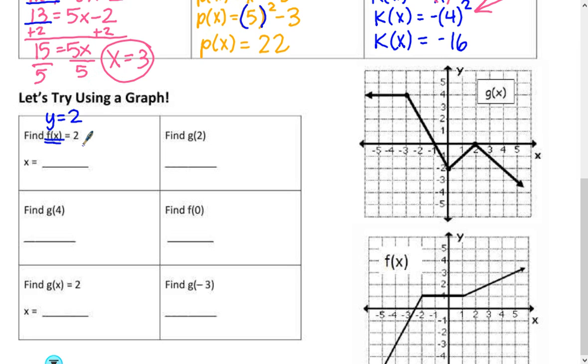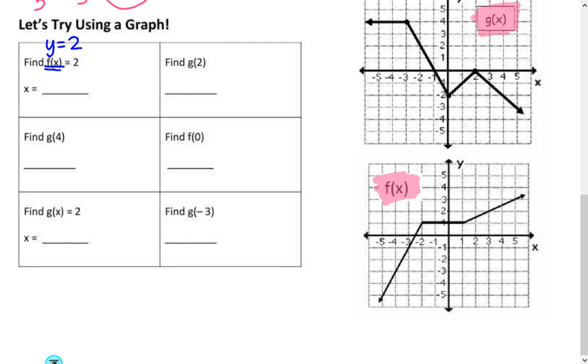They gave me the f function. So I have 2 graphs here. One of them is f of x, one of them is g of x. Alright, so I'm going to go to my f of x function, and I'm going to go on my y-axis to +2. So here I am on my y-axis at +2.